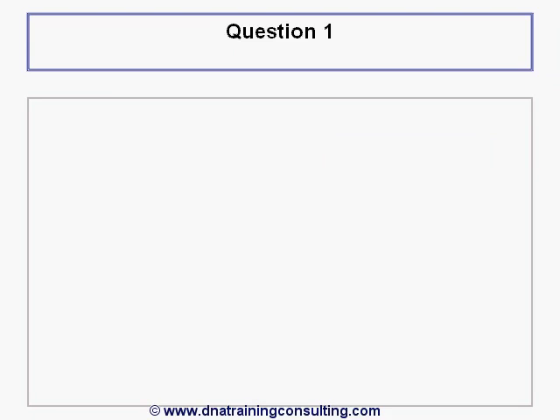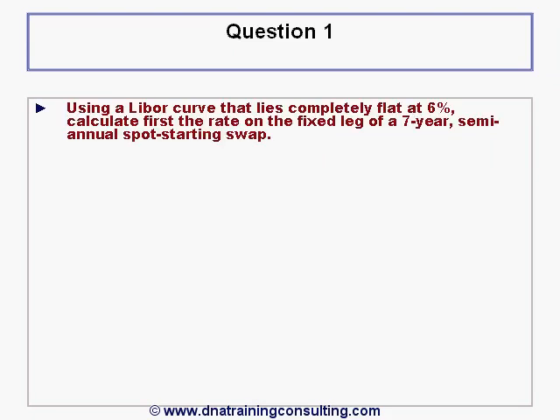Question 1. Using a LIBOR curve that lies completely flat at 6%, calculate first the rate on the fixed leg of a 7-year semi-annual spot starting swap.